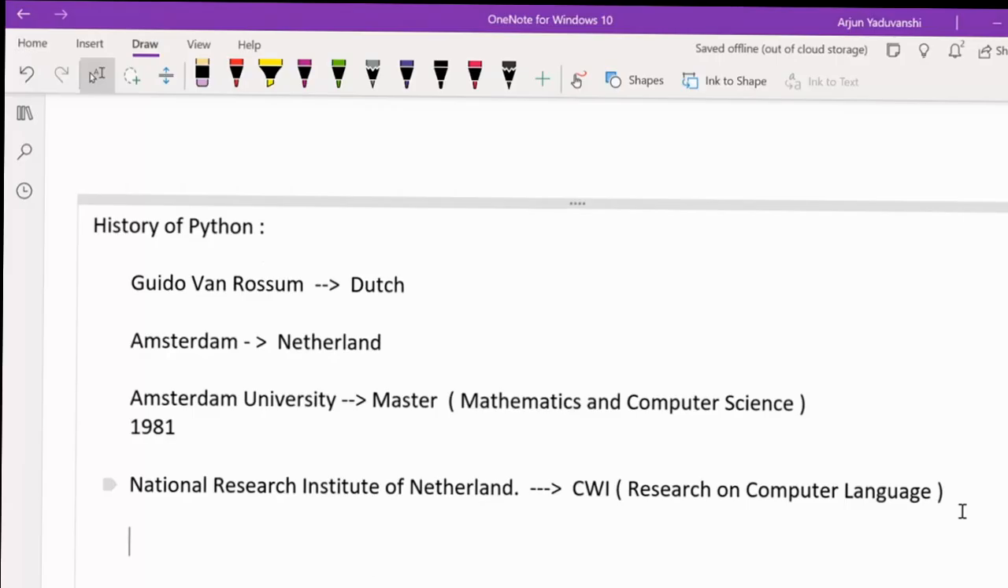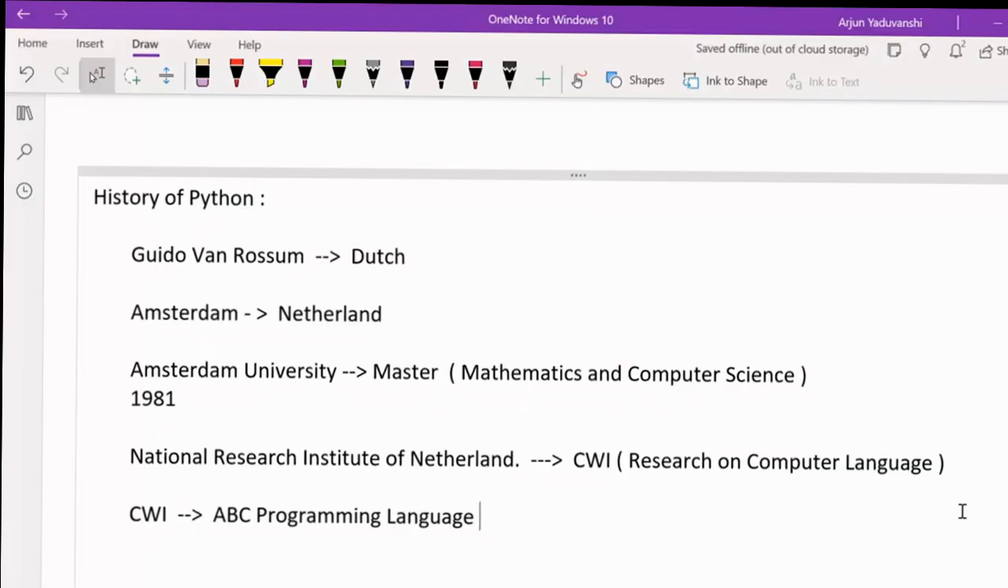This was taken care of by CWI, and here CWI was developing a programming language called ABC. Actually, there was a language called B. The B was enhanced into the C. The C was the language derived from B, and these people gave the name ABC programming language.